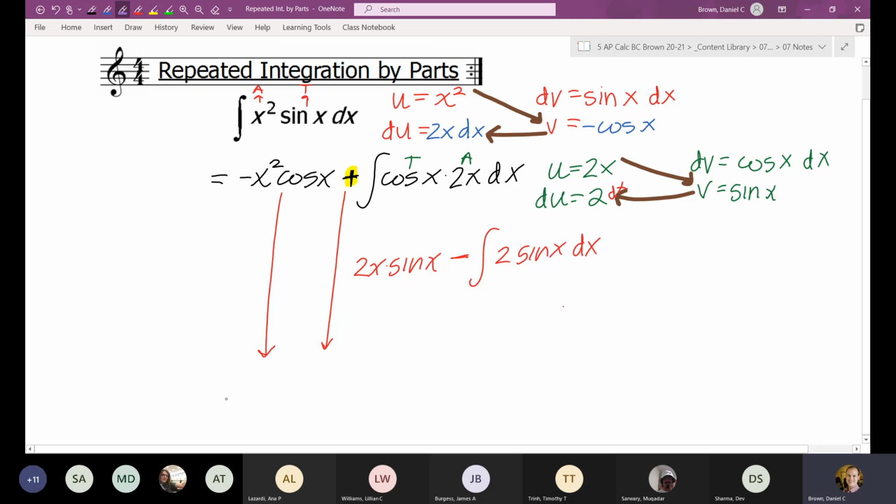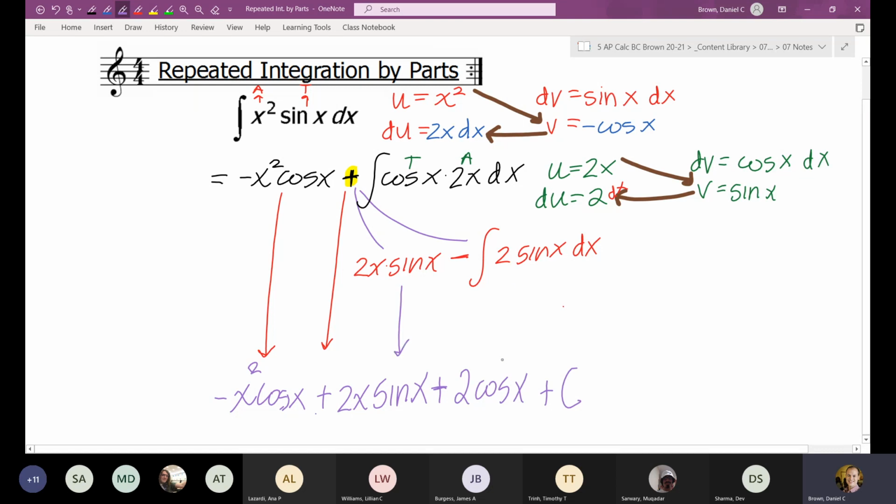So I have this first term, minus x squared cosine of x. That's a plus sign. If that was something else, I would have to make sure I distributed it to everything after it, but since it's a plus, I don't need to worry about that. I had my next term, which was 2x times the sine of x. And then I had minus 2. Well, the integral of sine is negative cosine, so that's going to turn into a plus sign. Don't forget your plus c. So this final answer ended up with 3 terms plus the c.